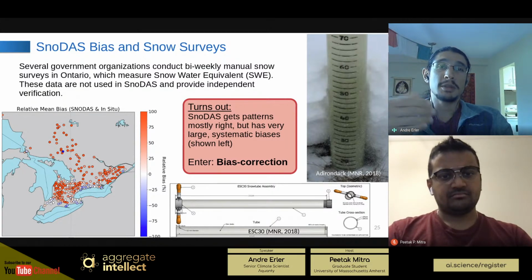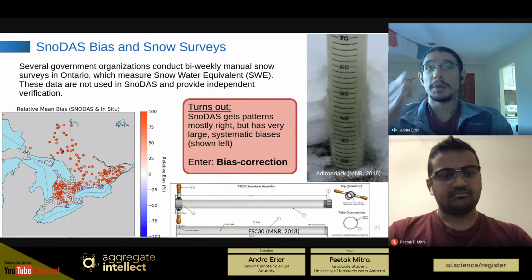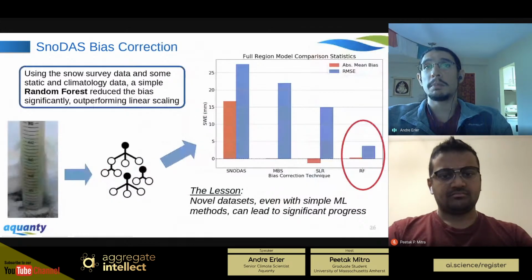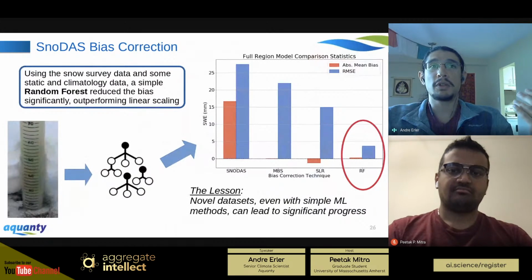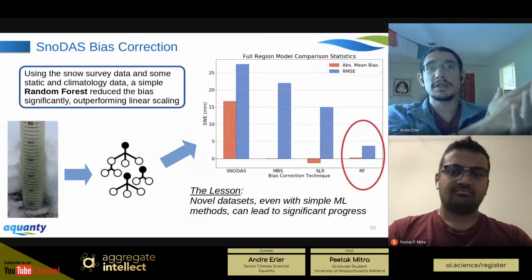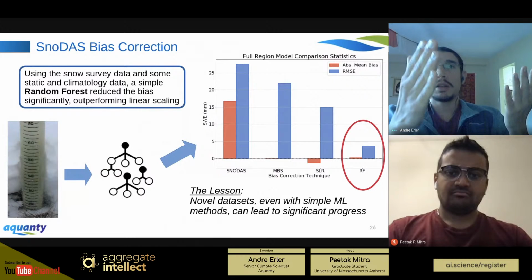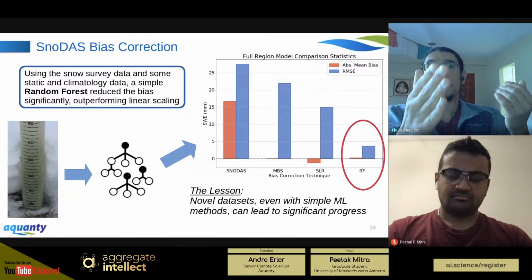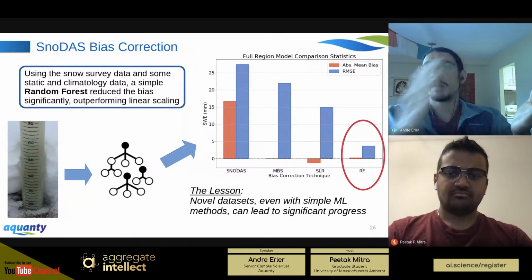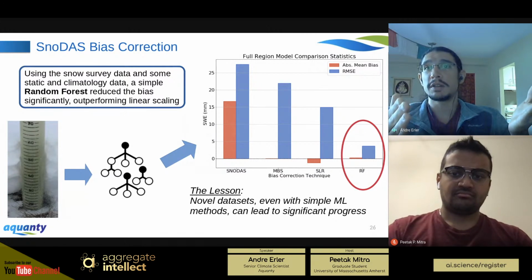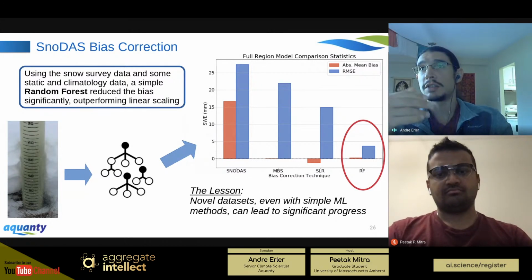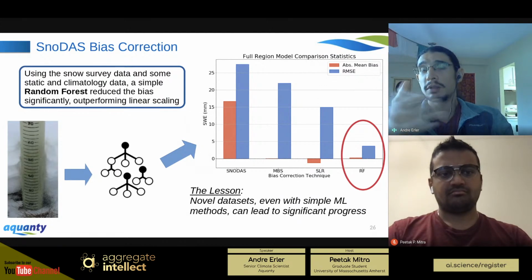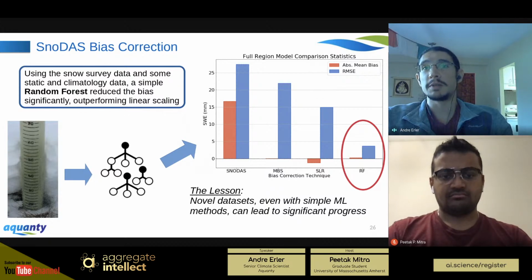Because the snow data assimilation system actually gets the patterns really well for the most part, especially the seasonal cycle and the melt points. It just gets the amount wrong. So you can bias correct this. And we just used a random forest. We trained it to take the data assimilation output as input and then predict what the actual value at the snow survey sites would be. And we were able to reduce the bias significantly, much more than with a linear bias correction, for example. Right. And this was just possible because we had this novel data set that hadn't been used before for this purpose, which was from the province.